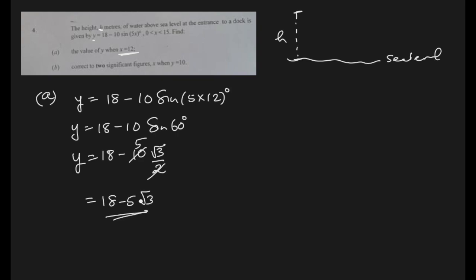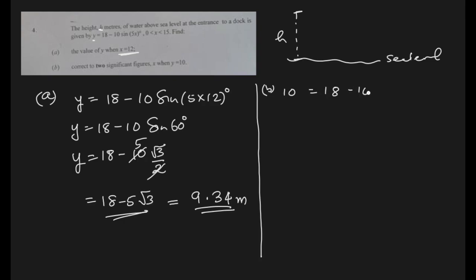Have they said that we have to give exact value? They have not. So let's evaluate with the help of the calculator. 18 minus 5 square root 3 is 9.3397, or 9.34 meters. Okay, correct to two significant figures. B, x when y is 10. So we have to find x when y is 10. This is B part.